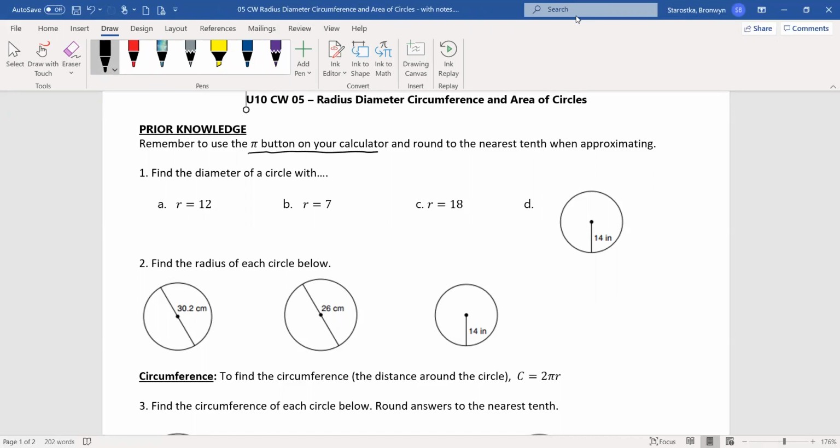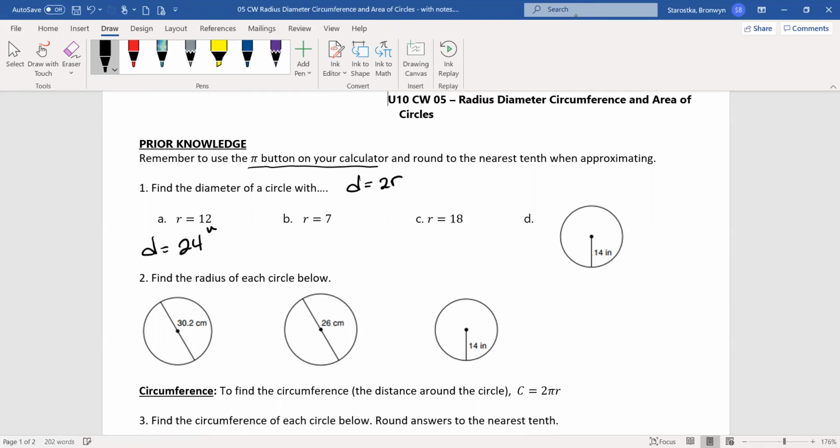So we want to find the diameter of a circle with radius 12. Remember that the diameter equals 2 radii. So for diameter, we're just going to double. Diameter, 24 units. Diameter, 14 units. Diameter, 36 units. And diameter, 28 units.